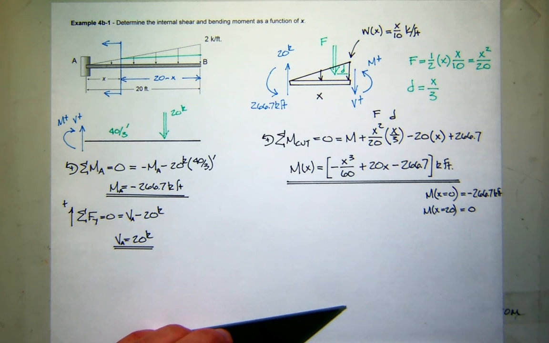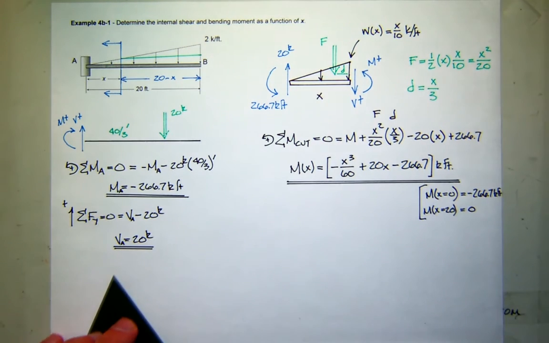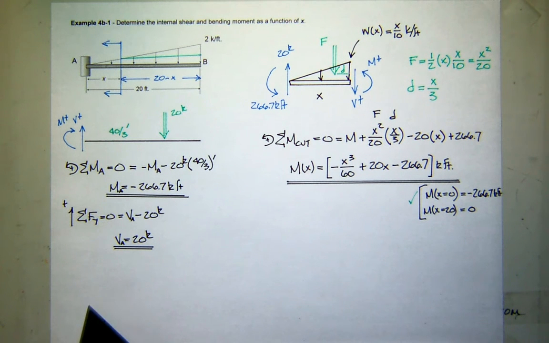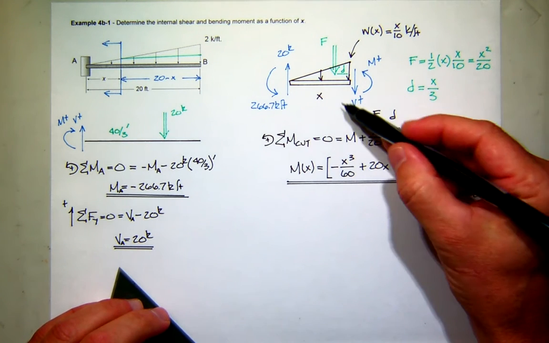Is it? Anybody run those numbers yet? It's okay? So I'll say, check. I got those. So far, so good. Now what do I do? What have I not checked for equilibrium? Well, I don't know my shear.